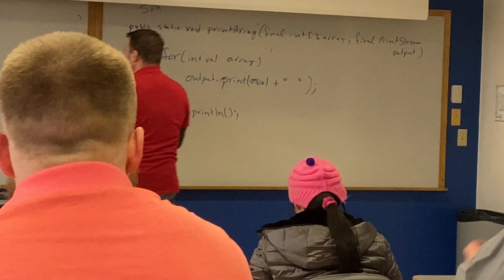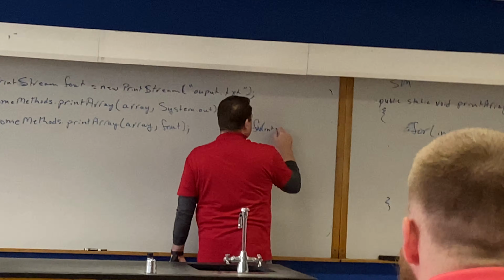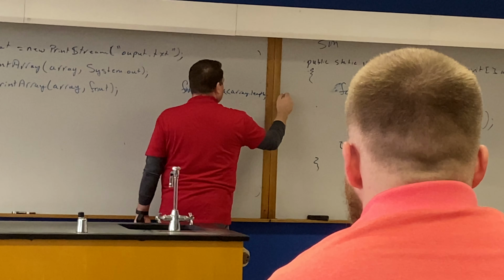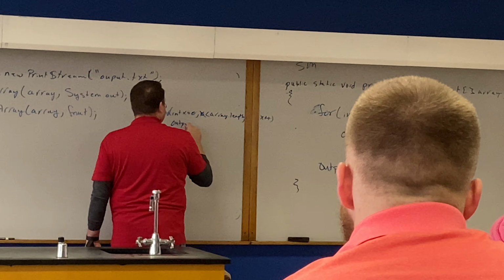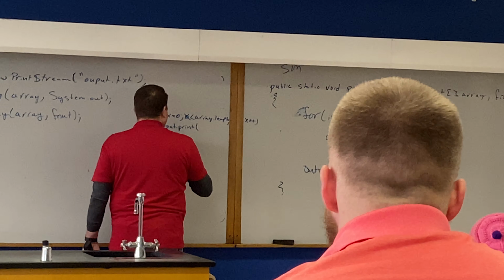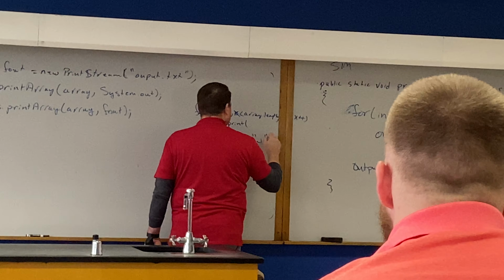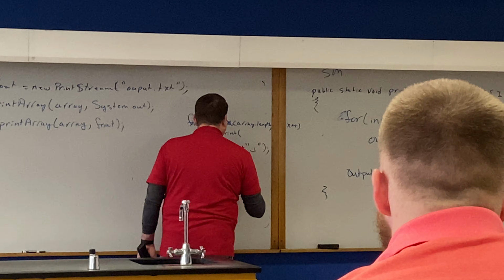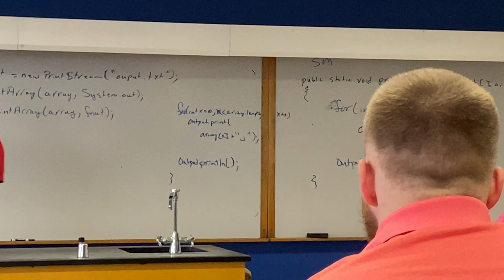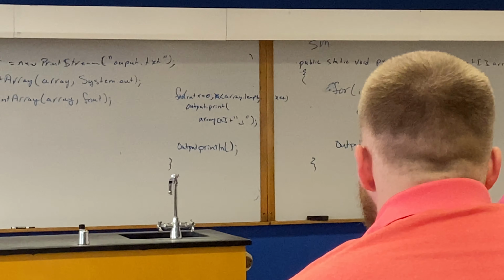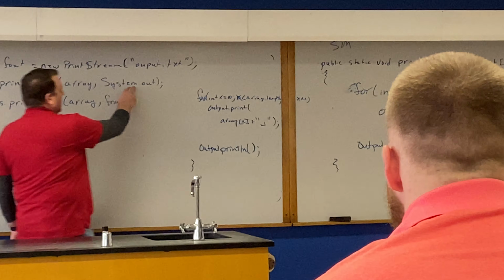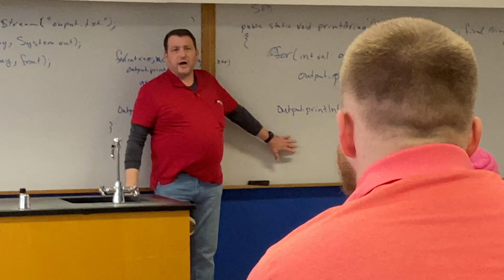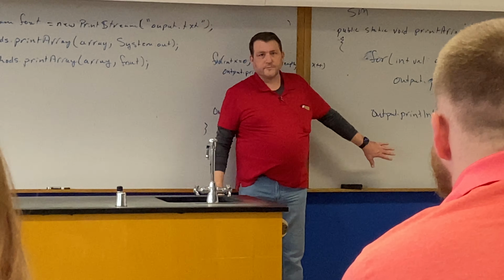Likewise, I could have written this just for you so you see. For int x = 0, x is less than array.length, x plus plus, output.print array sub x plus the space, and then output.println, the carriage return. Those do the exact same thing, one's just a little more verbose than the other. But the point being, this time here, this is going to print out to the screen. This time here, this is going to print out to the file, and not print to the screen.